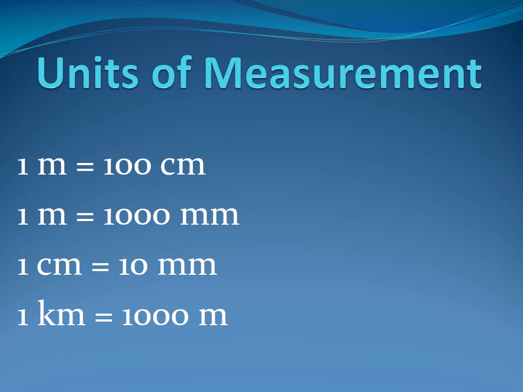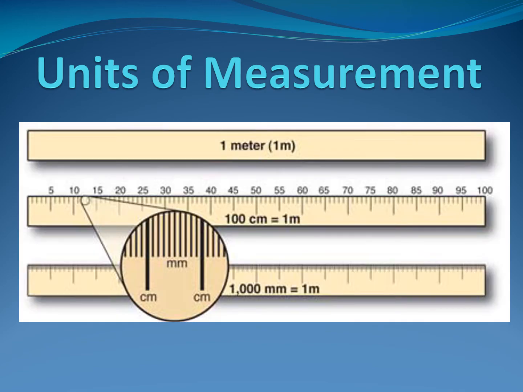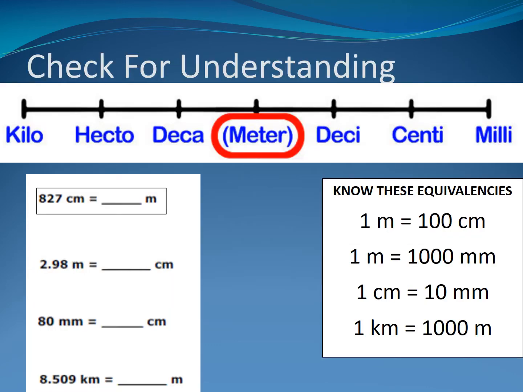So 1 meter is equivalent to 100 centimeters. 1 meter is also equivalent to 1,000 millimeters. 1 centimeter is equal to 10 millimeters, and 1 kilometer is equal to 1,000 meters. For example, when we start doing labs, you'll see we have a meter stick, as shown in the first picture here. And in that meter stick, you have 100 centimeters. So you'll see the other side of your meter stick has the 100 centimeters, and some of these also have inches, which we'll get into.